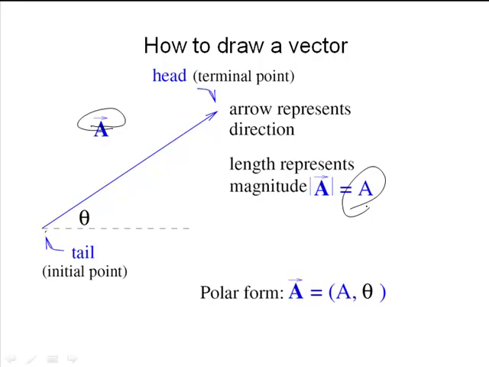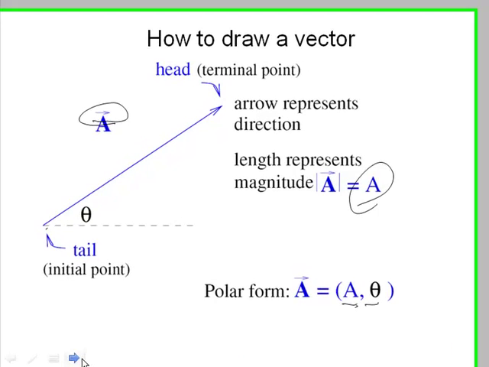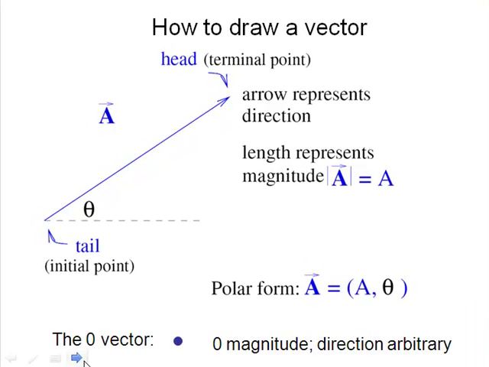One of the standard ways we write vectors is to give the magnitude and the direction. This is known as the polar form of vector notation. If I have a vector that is 0, well, it's just represented by a dot, and obviously it has no direction, or we simply say its direction is arbitrary.